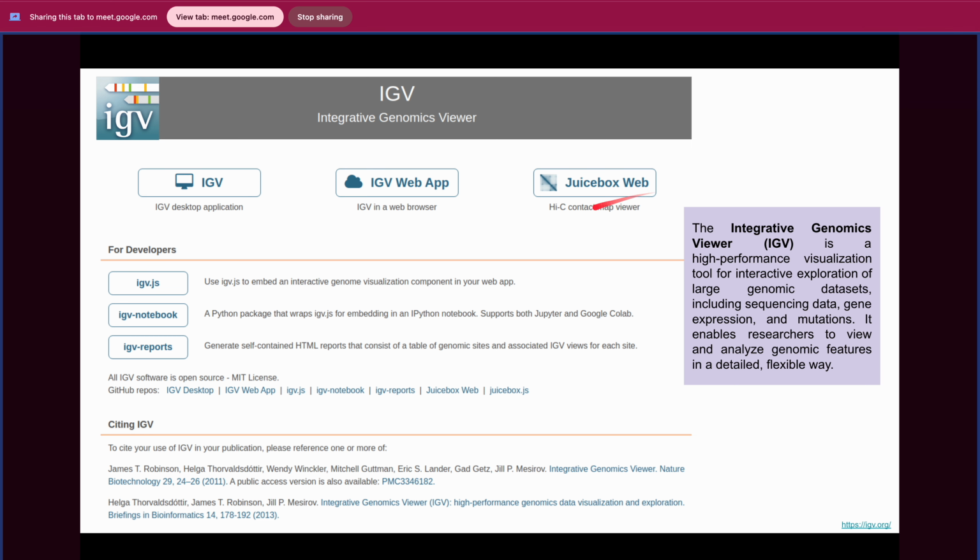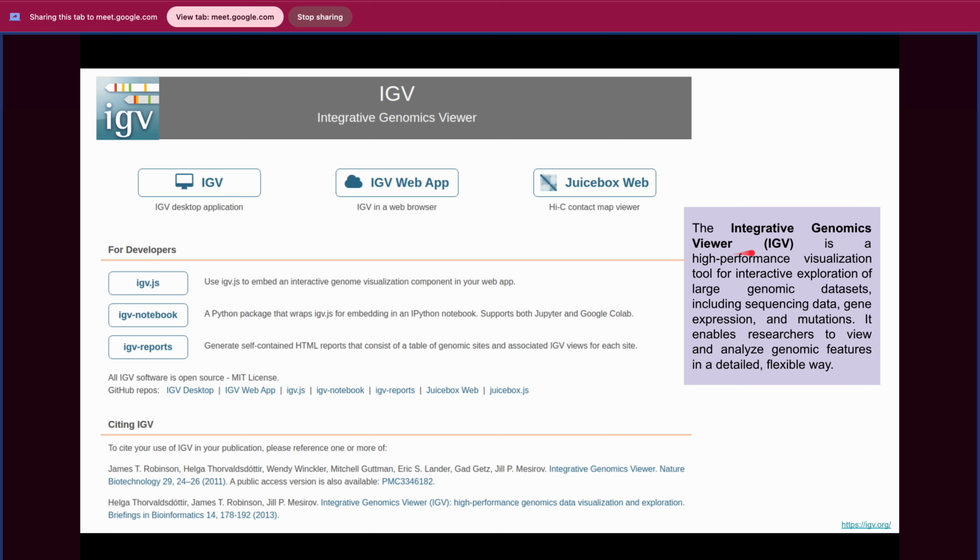And then there is JuiceBox Web, which is the Hi-C contact map viewer. So if you're interested, then you can go through this. But otherwise, the IGV web app is sufficient. And then for developers, they have given some files. And for citing, for example, if somebody is performing research by using the Integrative Genomics Viewer, then they can cite it by these publications. And if you want to read more about IGV, then you can also go through these publications.